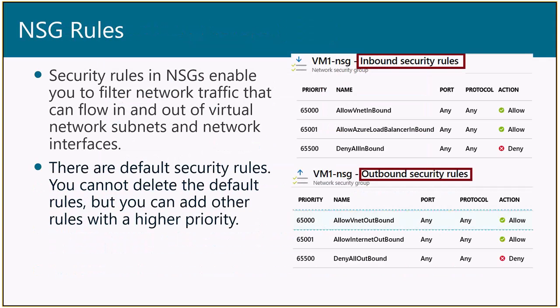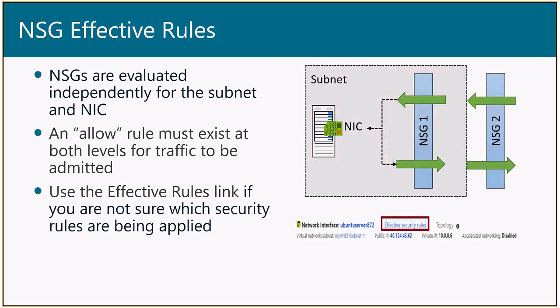All right, so NSG rules. Here you can see the inbound and outbound rules. We have: allow VNet inbound, any port, any protocol; allow Azure load balancer inbound, any port, any protocol; deny all inbound. Each of them you can specify a specific port number and specific protocol, and we can say allow or deny for both inbound and outbound. Inbound is staying within your network. Outbound is going out over the internet somewhere.